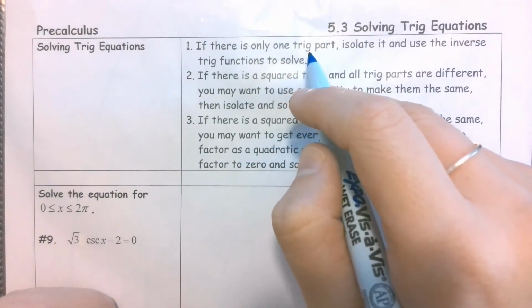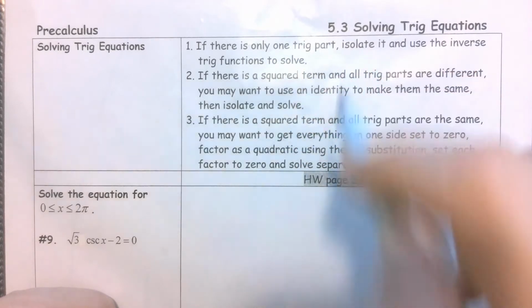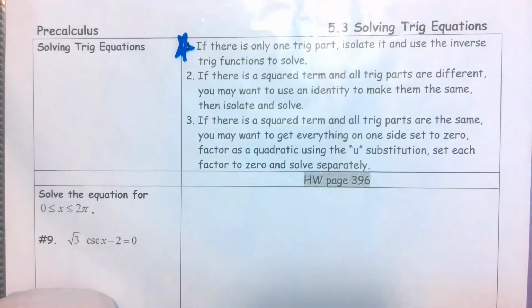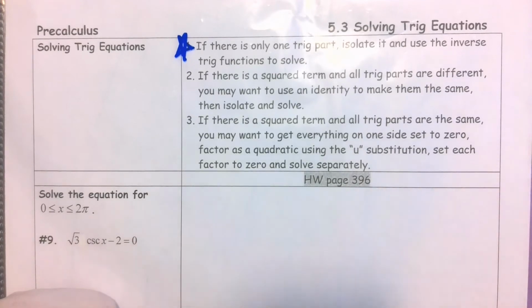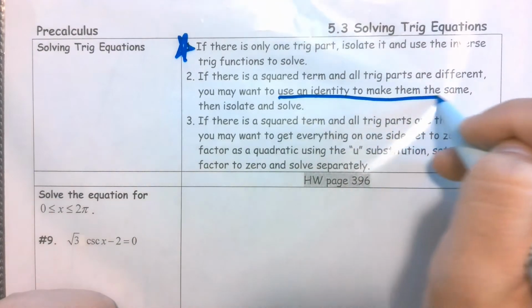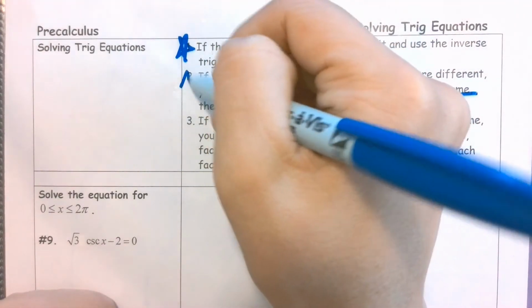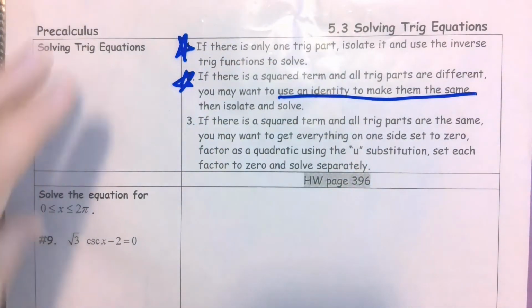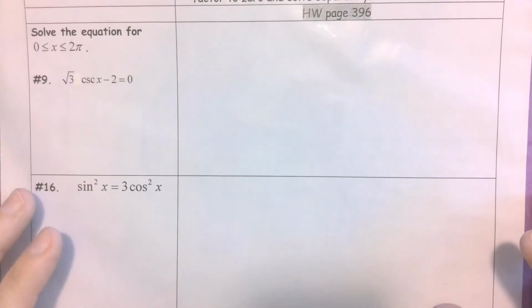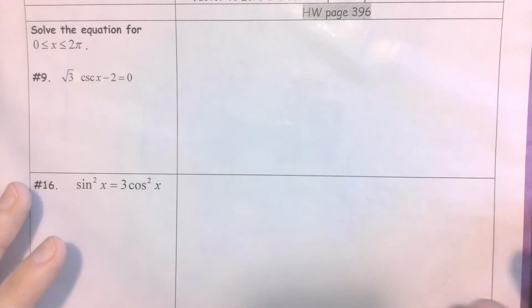So first, if we only have one trig part, just a few hints here. If there's only one trig part, we're going to isolate it, kind of like if we had a square root function, and then use our inverse trig functions to solve. So that happens sometimes. If there is more than one trig part, so if you've got like cosine and sine in there, we're going to use an identity to make them the same. And there are a few exceptions to that, but that's pretty much what we're working with. One trig function, isolate it. More than one trig function, see if you can get it to be one trig function.